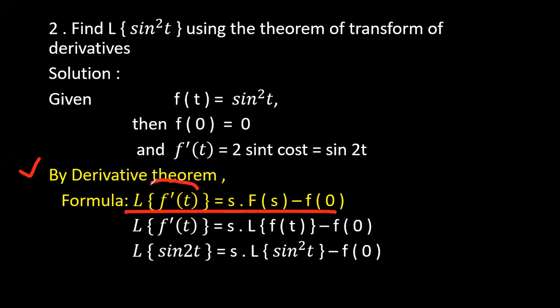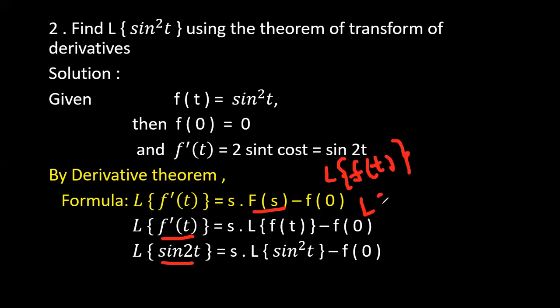So what is f dash of t? f dash of t is nothing but sin 2t, so I have substituted f dash of t as sin 2t. What is F of s? F of s is the Laplace transform of f of t only. What is f of t? Sin square t only. So I have substituted the Laplace transform of f of t as sin square t, minus f of 0. The f of 0 value is also 0.